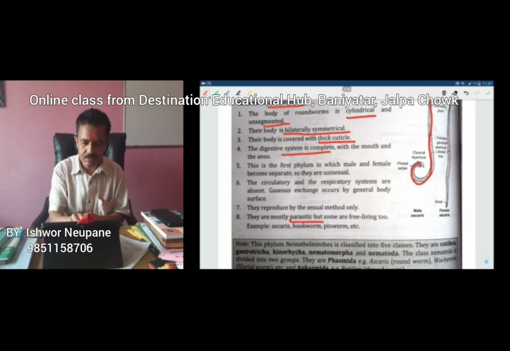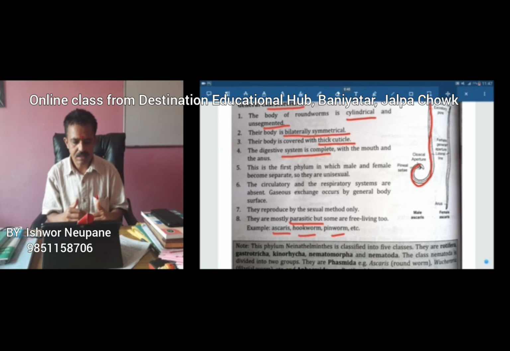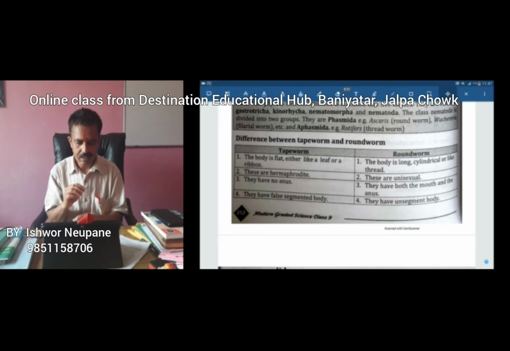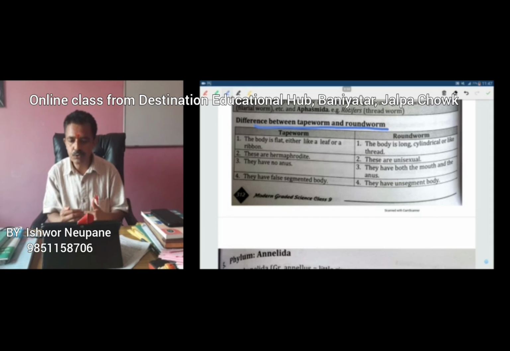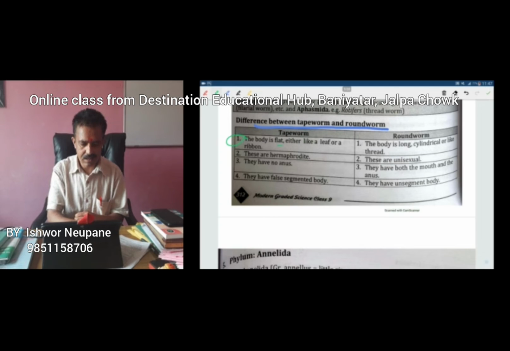Their body is covered with thick cuticle. A bit hard substance is present in their body. And their digestive system is complete, means they have got anus as well as mouth. And most of them are parasites. They obtain their food from other living organisms without killing them. Examples of Nemathelminthes are Ascaris, hookworm and pinworm.